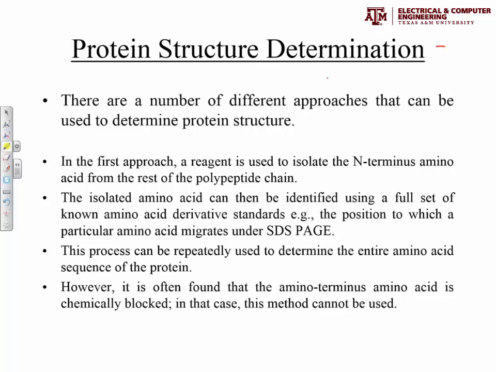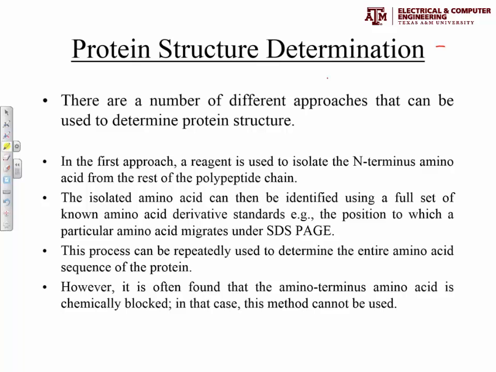And you can keep on repeating this process. If you have a protein that is 20 amino acids long, first cut out the first amino acid, see where it migrates, and figure out what amino acid that is, whether it's histidine, tyrosine, whatever. Then cut out the second one, and so on. Keep doing it, do it 20 times. It's a laborious procedure. So this process can be repeatedly used to determine the entire amino acid sequence of the protein.